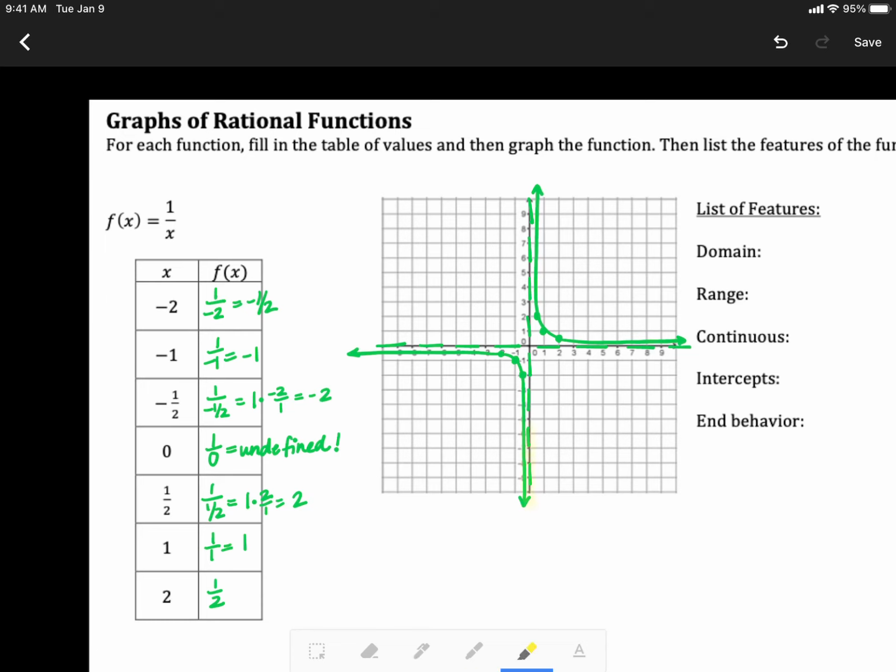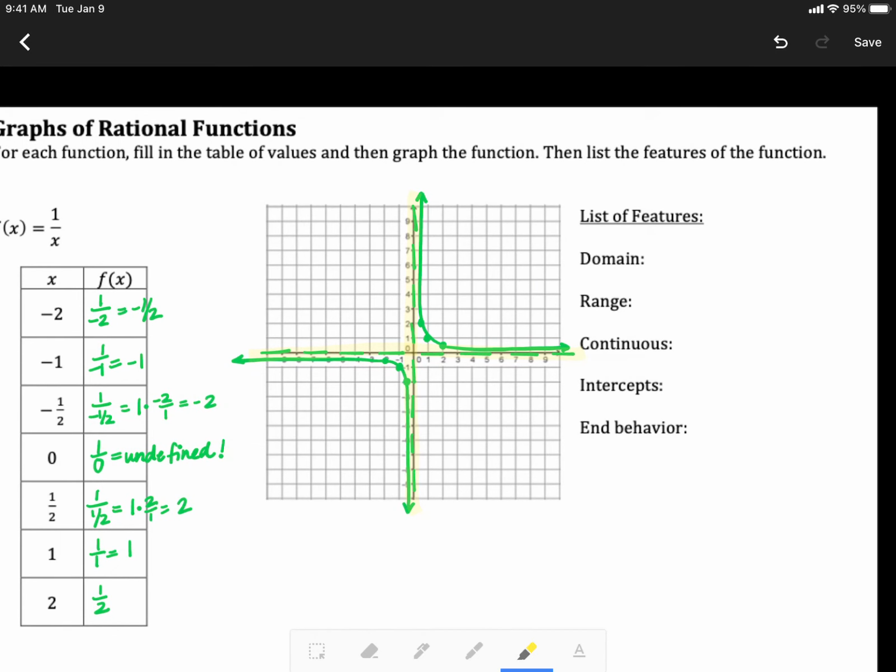Again, here is an asymptote on the y-axis, and here is an asymptote on the x-axis. So let's fill in some features of this function. If I'm talking about domain, I'm saying what x values do I see here? Well, I do see an arrow heading out to negative infinity, and I do see an arrow heading off to positive infinity. So I do think it includes all numbers, negative infinity to positive infinity, but there's a problem.